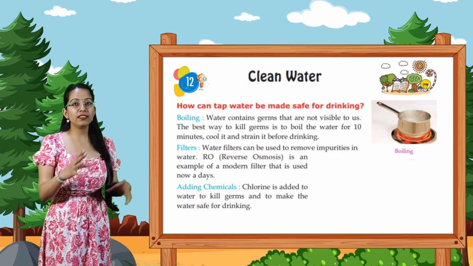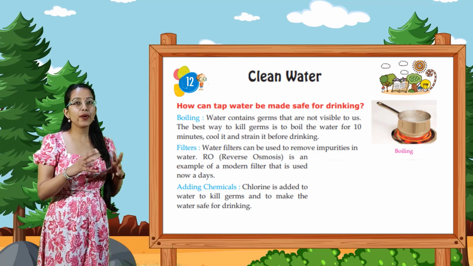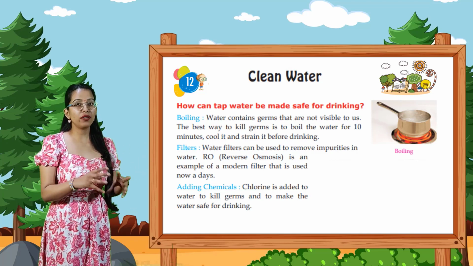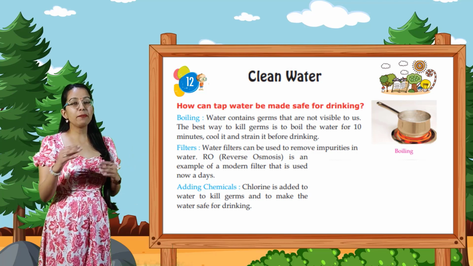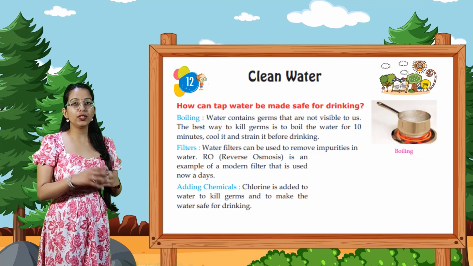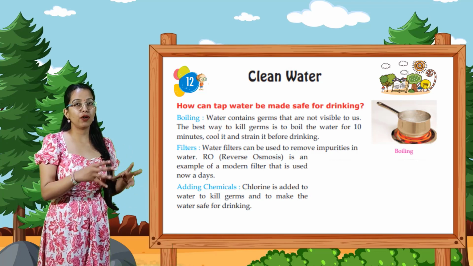Filters. Water filters can be used to remove impurities in water. RO is an example of a modern filter that is used nowadays. Adding chemicals. Chlorine is added to water to kill germs and to make the water safe for drinking.